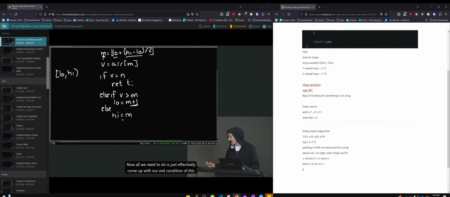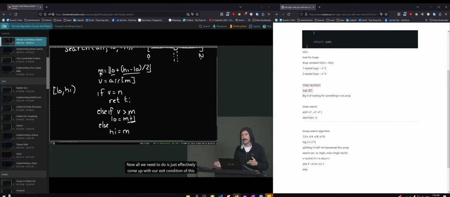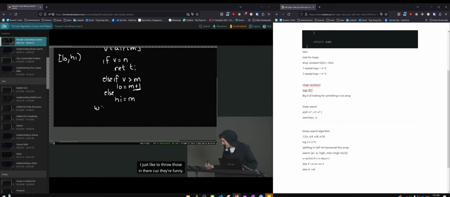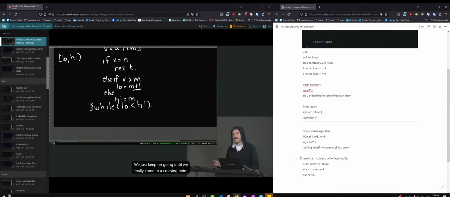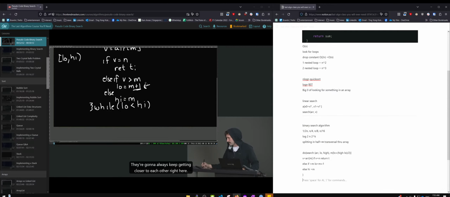Now all we need to do is come up with our exit condition of this loop, and we've done it, right? So our exit condition can be as simple as this. Let's use the Lord's loop, a do-while loop. I just like to throw those in there because they're funny. Do-while low is less than high, right? We just keep on going until we finally come to a crossing point, because once we come to a crossing point, we're done. They're always going to keep getting closer to each other, so we'll know that will eventually happen. And if we get here, we can simply return false.